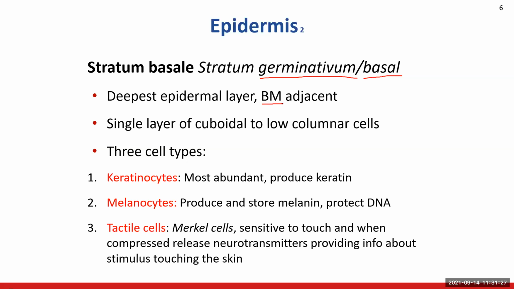So there's 3 types of cells that we see here: the keratinocytes, the melanocytes, and the tactile cells. The keratinocytes, these are going to be the predominant cell. They're the most abundant. They're going to make the protein keratin, which is eventually going to kill the cell. So these cells are destined to die, as most cells are, okay? But once they start producing this keratin, this protein, then they're starting to kill themselves off.